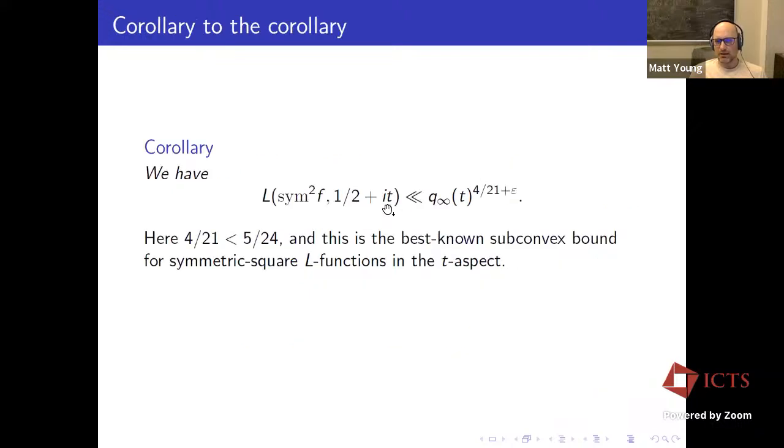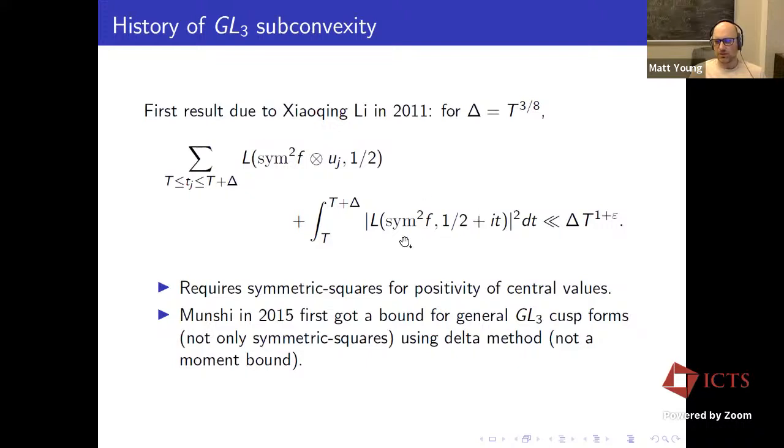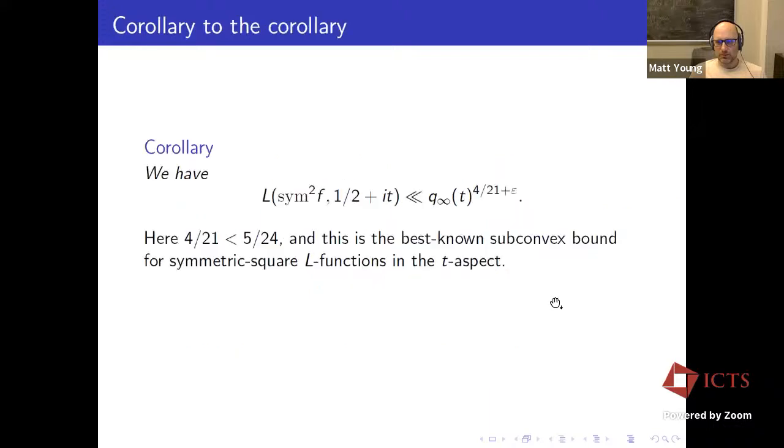So if you go back to her moment, even if you apply this for the symmetric square L function in the t aspect, you can get good results on that. I mean, you also get bounds on the GL3 cross GL2 L function. But applying that with the symmetric square L function, you get a better subconvexity bound. So you get 4 over 21. So now this is the best known subconvexity bound for symmetric square L functions in the t aspect. But yeah, it's just combining all of these methods together.